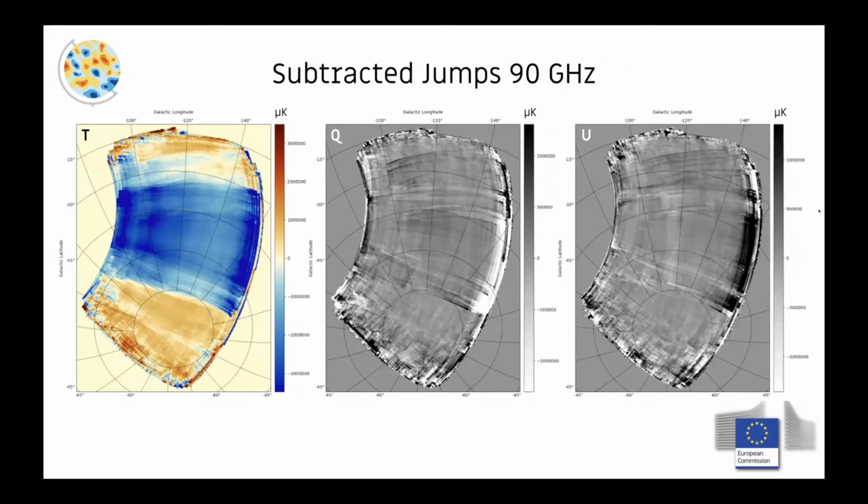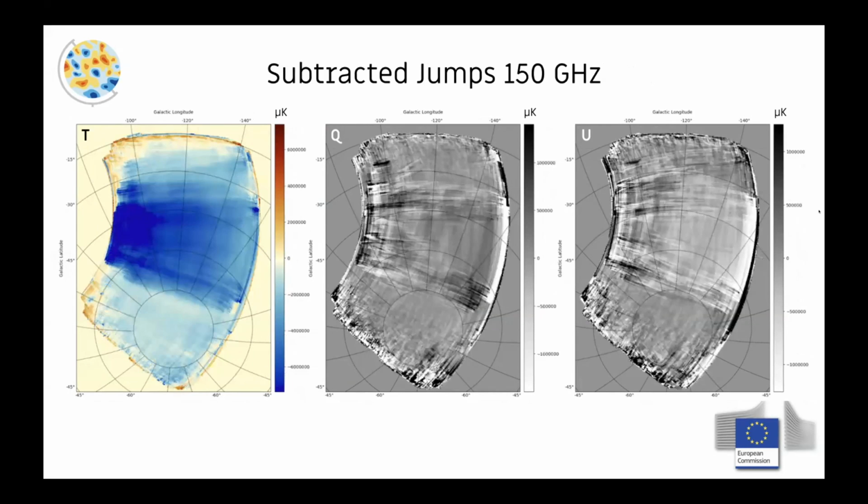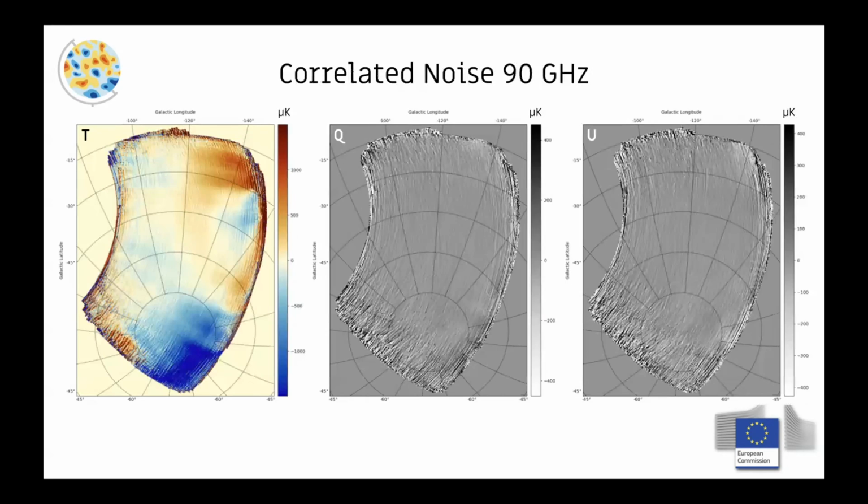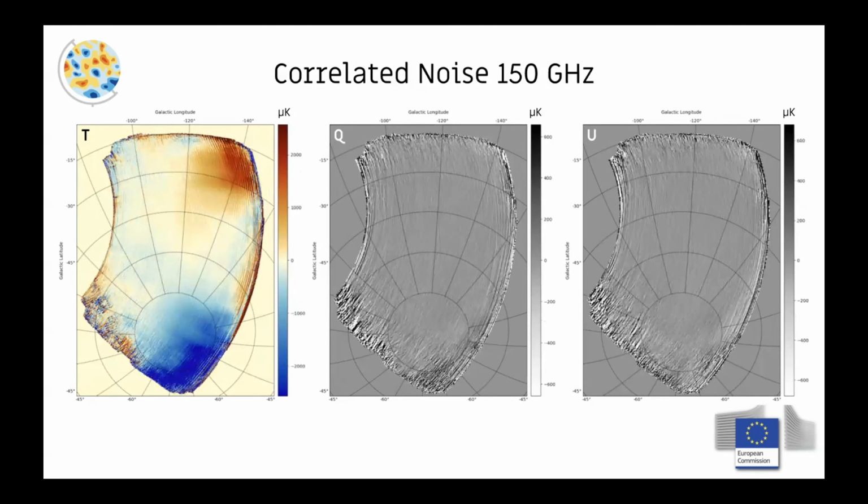So as you run Commander, you have access to all the components. So we also have access to all the components during pre-processing of the data. Here we're looking at how the jumps that we subtracted off of the raw time streams look like in map domain for 90 gigahertz and for 150 gigahertz. And we can look at the correlated noise in map domain for 90 and 150 gigahertz.